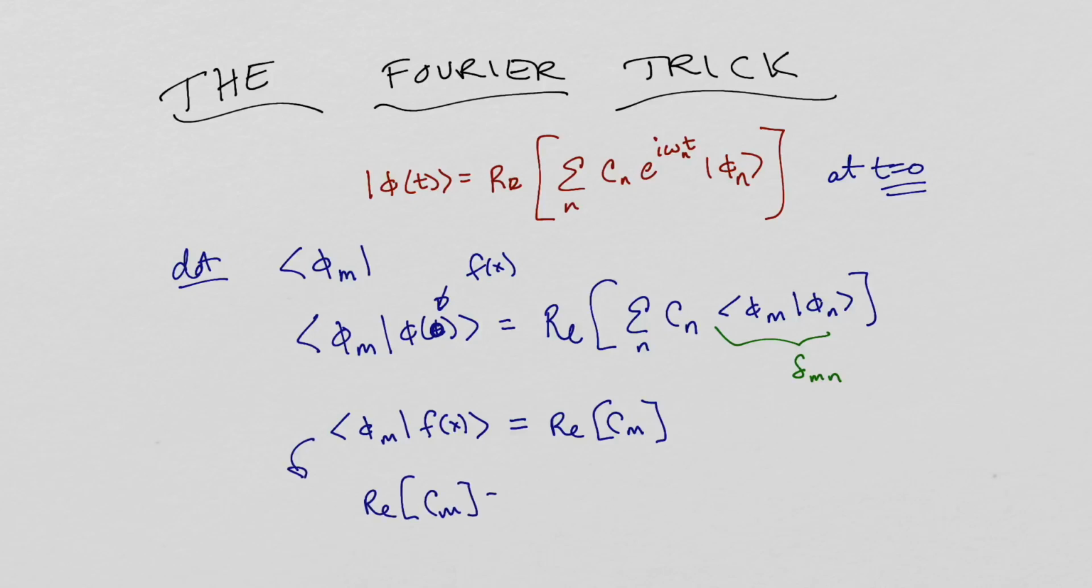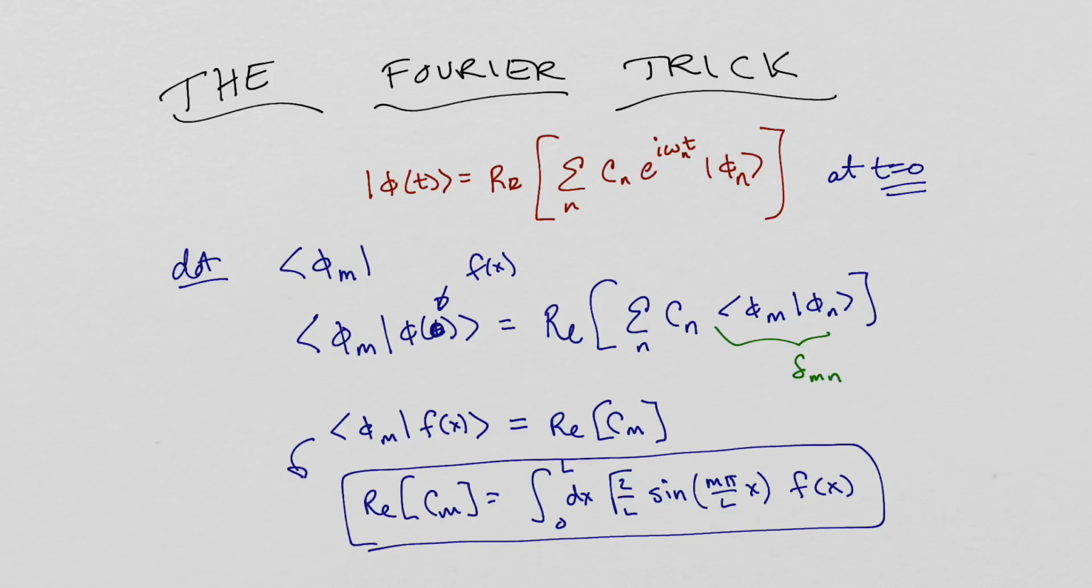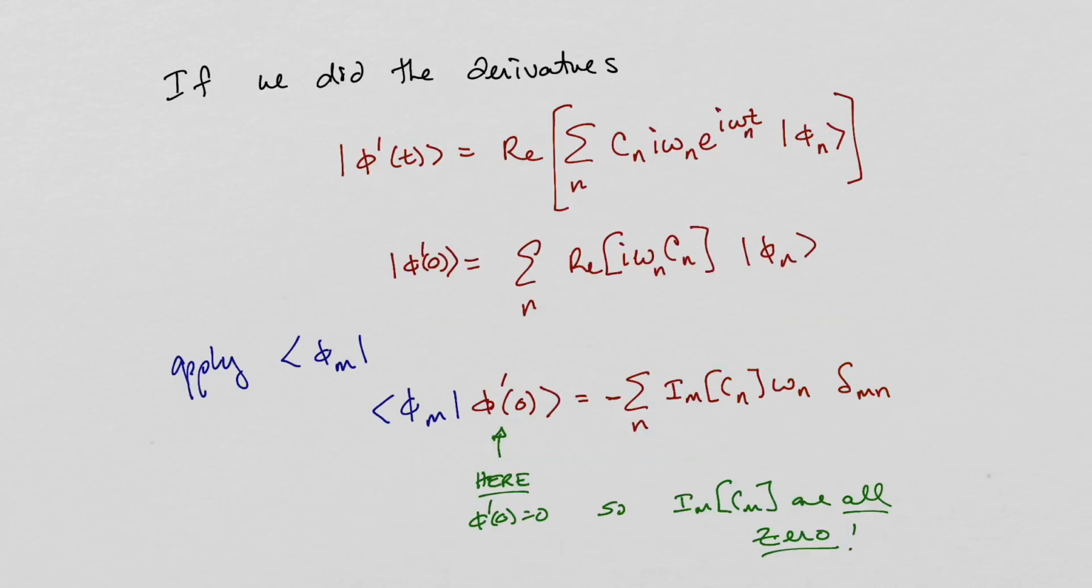And of course, if I want to go one step further, the real part of c sub m, now I can replace this dot product with the actual integral, 0 to L dx, of the square root of 2 over L times sine m pi over L x times f of x. Okay? And this looks bad, right? It looks hard, especially because I don't know what f is. But it's doable. You've integrated before. You took Calc 2, right? You know what you're doing. And you can actually now calculate this and get some expression for what the c sub m's have to be.